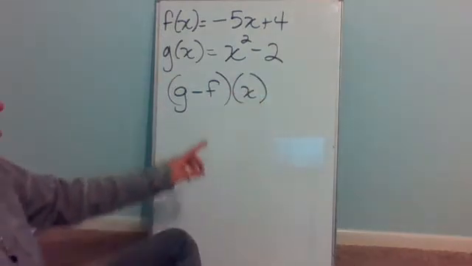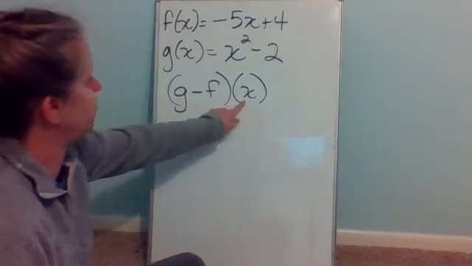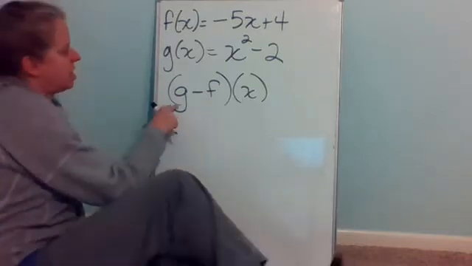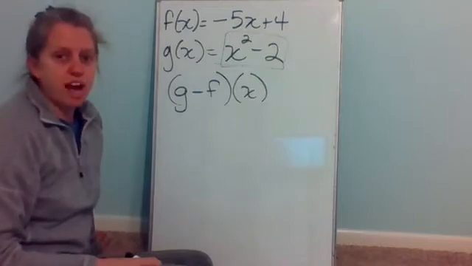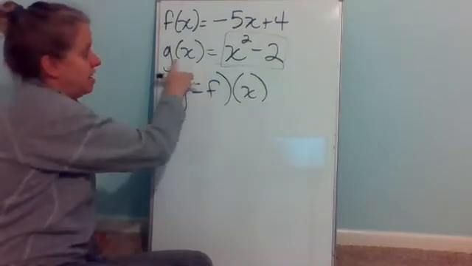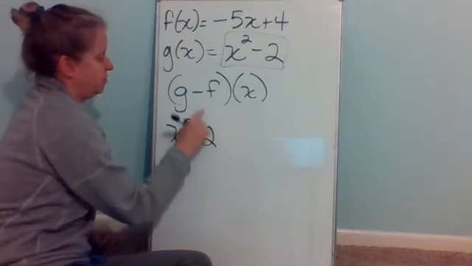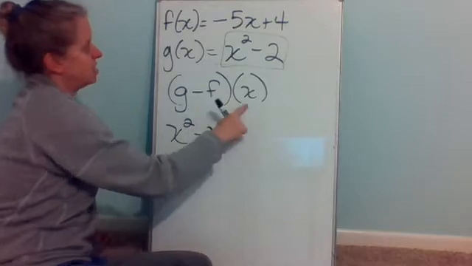So what we're going to do, since we're finding g minus f, you need your g function first. So it's just g of x. So all I'm doing is coming up here for my g function and writing whatever g of x is. Well, it tells me what g of x is. It's x squared minus 2. Then you're going to do minus the f of x.